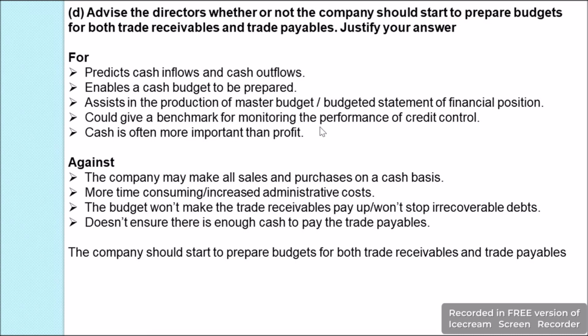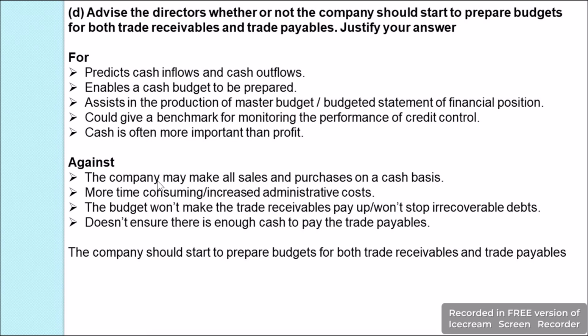Furthermore, this can be used as a benchmark to monitor the performance of the credit in the company, and most profitable businesses fail. Why? Because they face a liquidity crisis and it will lead to insolvency. So cash is a very important factor which has to be considered when we want our businesses to be successful, and this can be achieved with the help of the trade receivable, trade payable budgets as well as the cash budget.